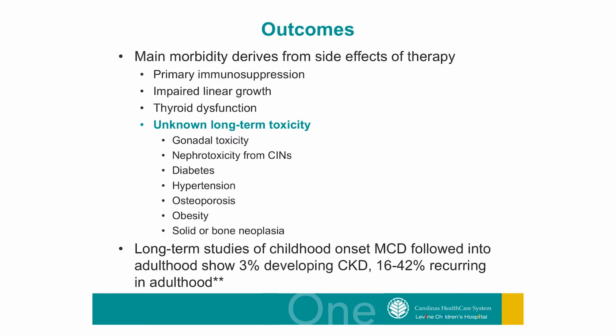And then long-term studies of childhood onset minimal change disease, particularly of those kids that are followed into adulthood: about 3% of them will show some development of chronic kidney disease, and once they hit the adult world, 16 to 42% of them will have recurrent disease. So our adult colleagues, we just pass them on to you guys, unfortunately.